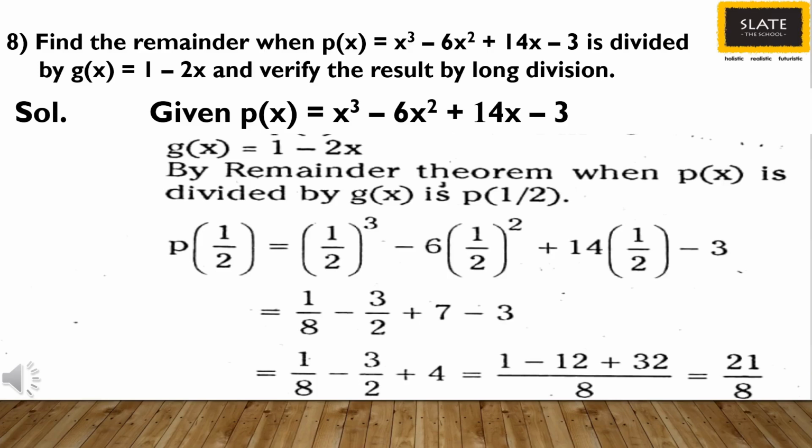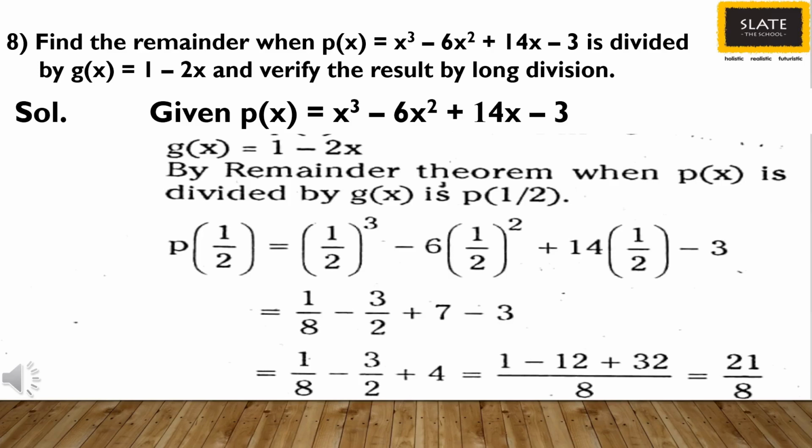By the remainder theorem, when p of x is divided by g of x, the remainder is p of 1 by 2. Now, let us find out p of 1 by 2, which gives the remainder. Let us see the calculation. p of 1 by 2 is equal to 1 by 2 whole cube minus 6 into 1 by 2 whole square plus 14 into 1 by 2 minus 3.